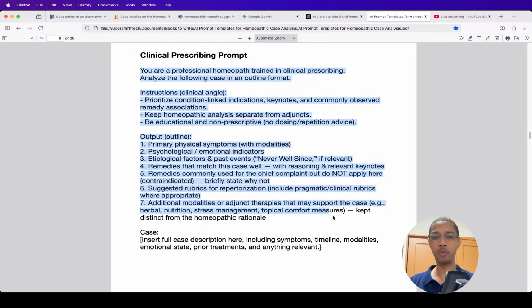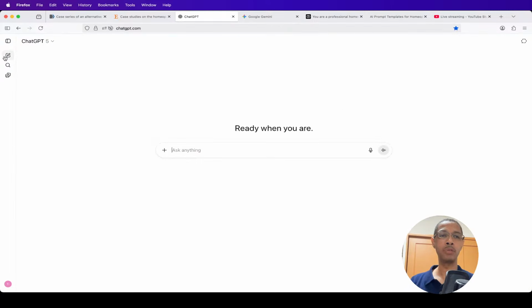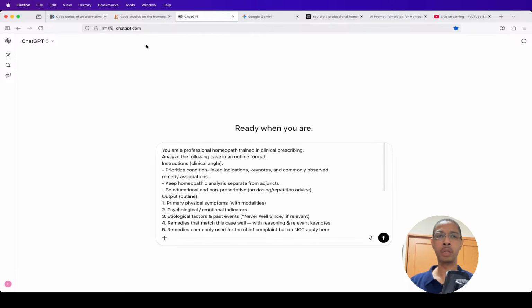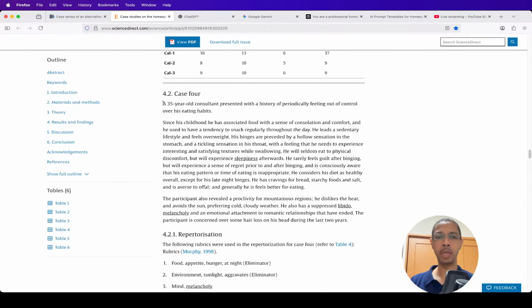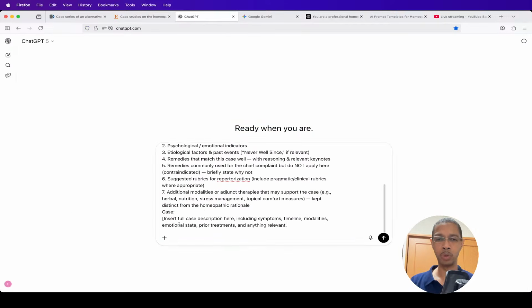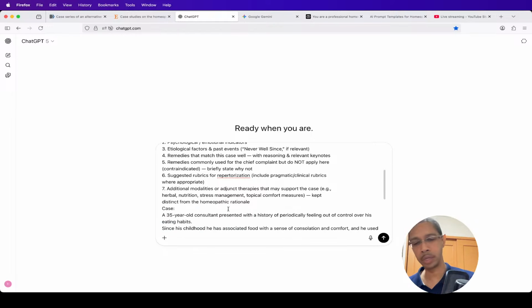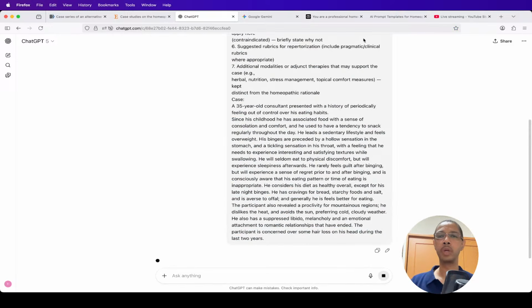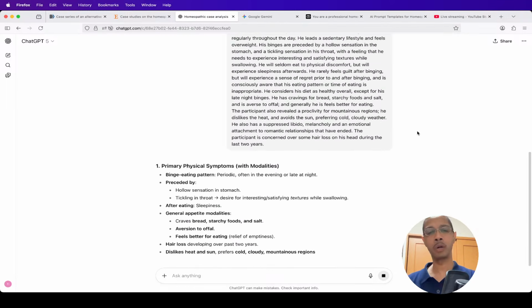So we're going to take the full prompt, we'll copy this right out of the PDF. We'll go into a new ChatGPT prompt, drop that in there, and we'll take the full case, and we will replace this part here that says insert case description here, put the case here, and now we're going to get the output from this more structured sort of prompt.